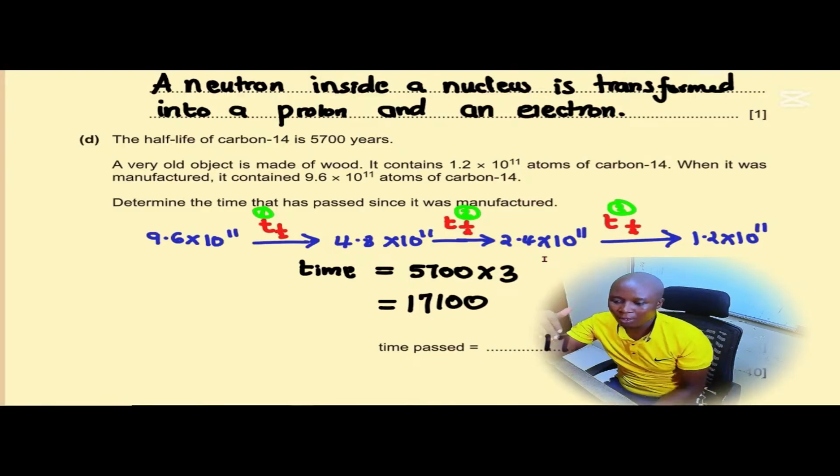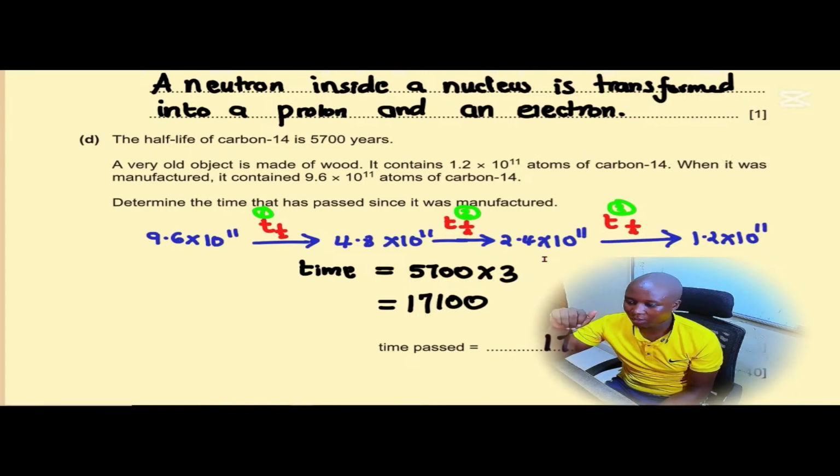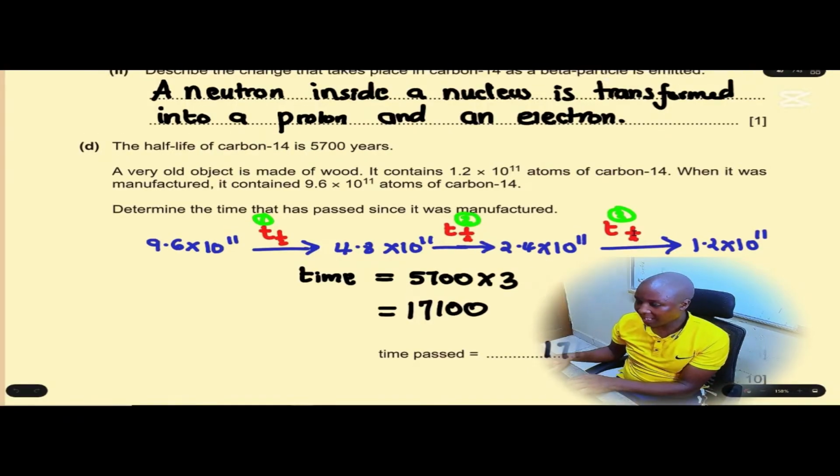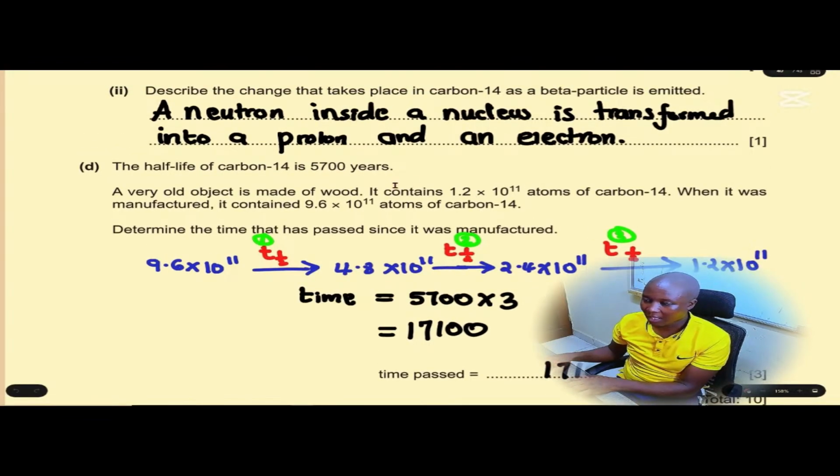We decrease by 1/2, it becomes 4.8. Decrease that by 1/2, it becomes 2.4. Decrease that by 1/2, it becomes 1.2. So we start counting how many half-lives have taken place since it was manufactured until the current atoms that we are having. So we have 3 half-lives.